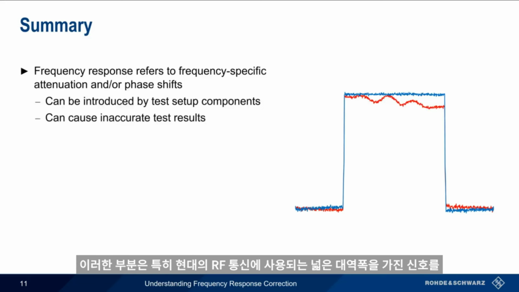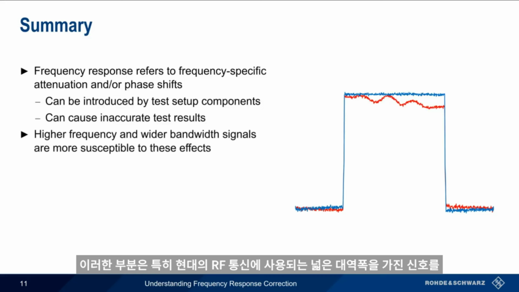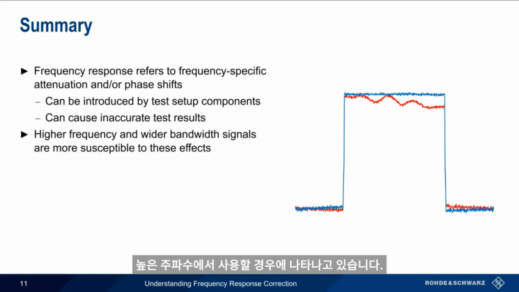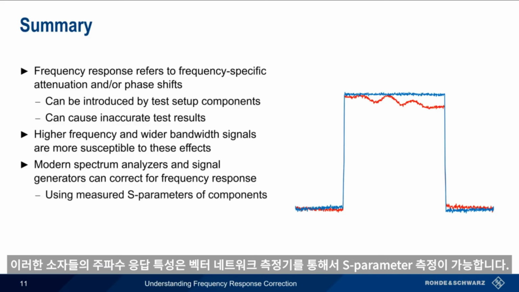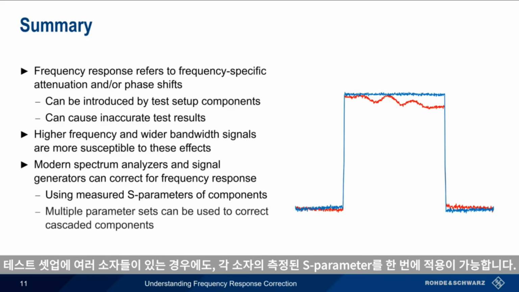This is particularly true for the types of higher frequency and wider bandwidth signals used in many modern RF communication systems. Modern spectrum analyzers and signal generators are, however, able to correct or compensate for the frequency response of components. This is most often done by using a vector network analyzer to characterize the frequency response of components in the form of complex S-parameters. And in the event that the test setup contains multiple components, the S-parameter data from the individual components can be combined to correct for the overall frequency response.